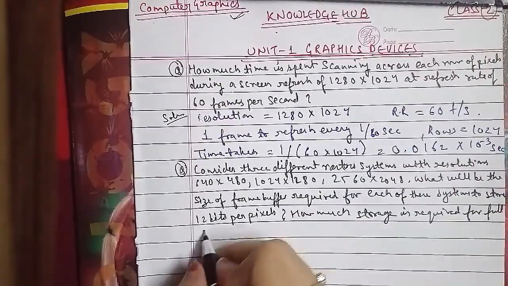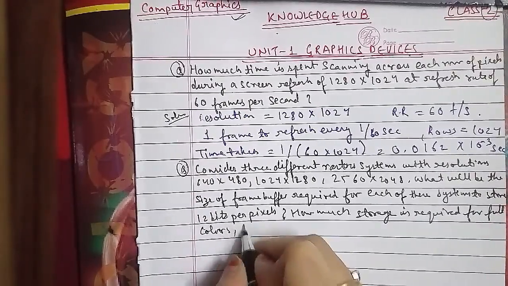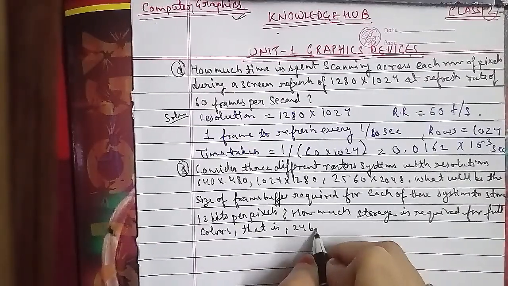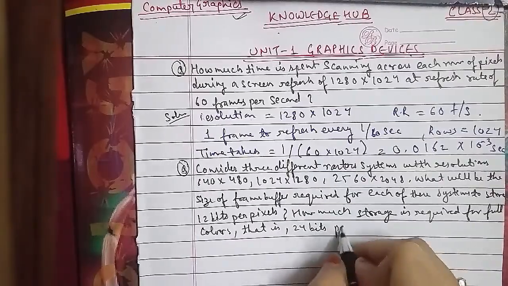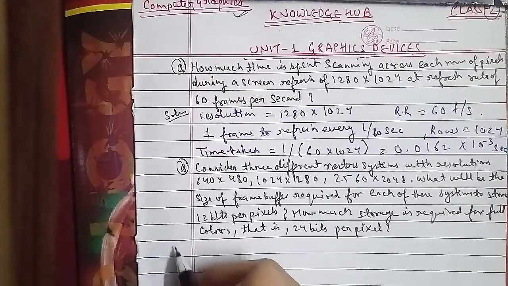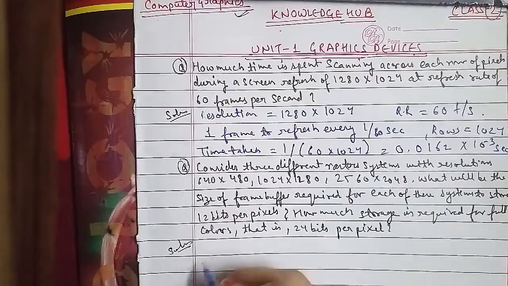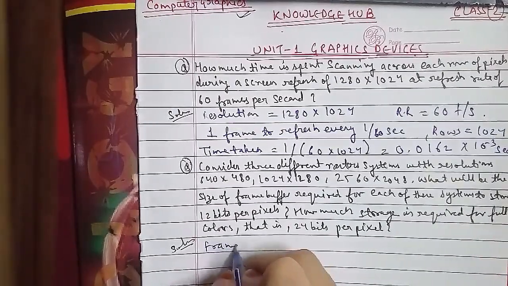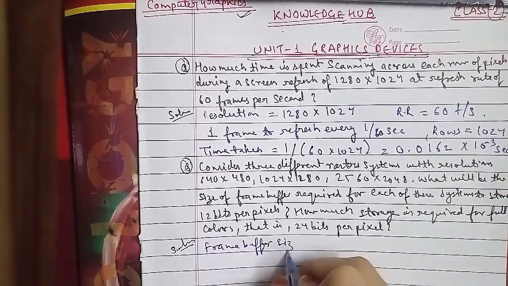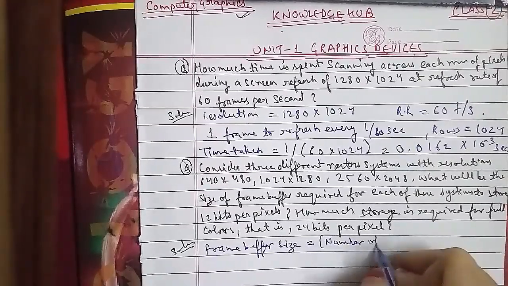So in this, first we'll find out the solution here, and the frame buffer size, first we'll write it down. Frame buffer size equals number of pixels or resolution multiplied by bits per pixel, divided by 8, in bytes.